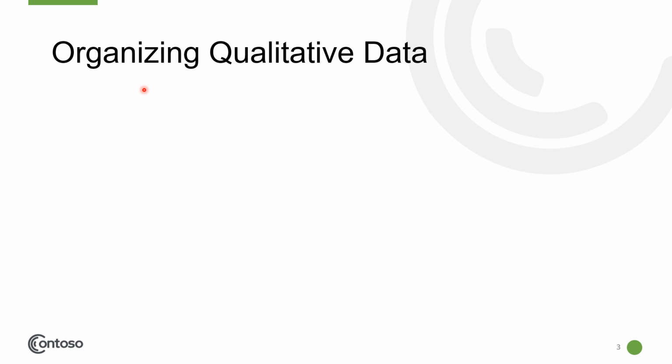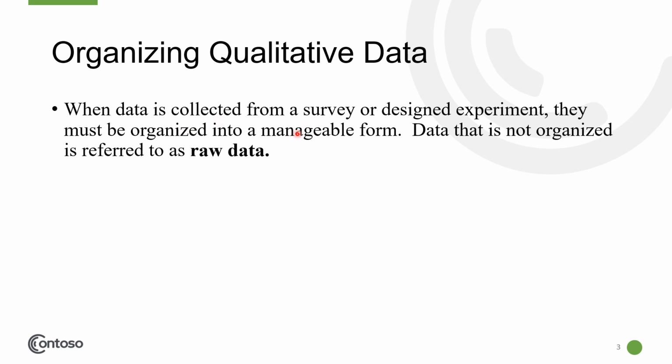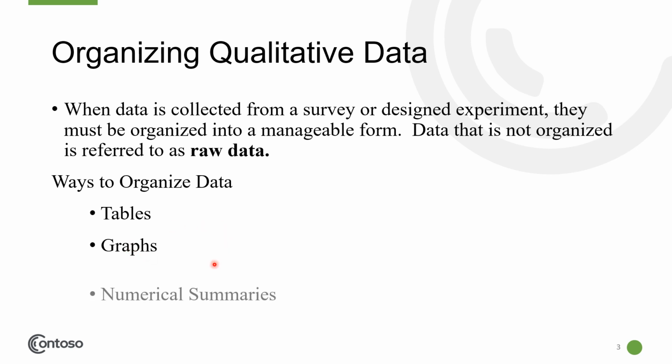Okay, so we have now organizing qualitative data. When data is collected from a survey or designed experiment, they must be organized into a manageable form. Data not organized is referred to as raw data. No? So simpleng data lang kapag hindi na organize. Alright. Now, what are the ways to organize data? So, through tables, no? Then, graphs. Okay, isa-isahin natin yan. Sunod. And then, through numerical summaries.